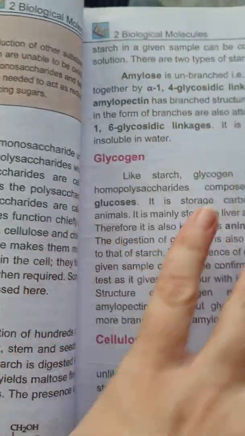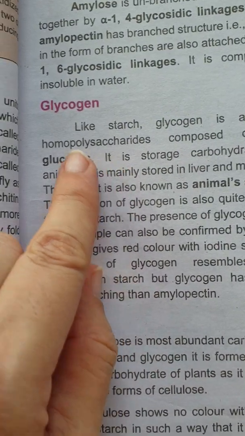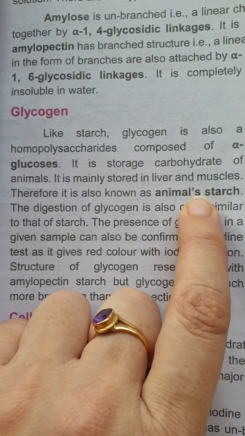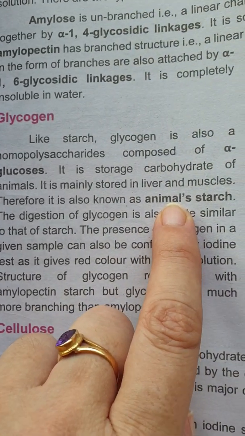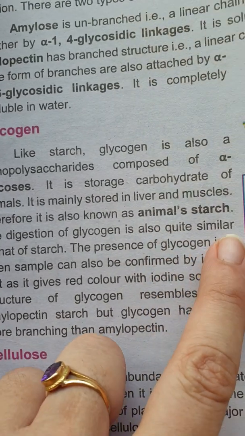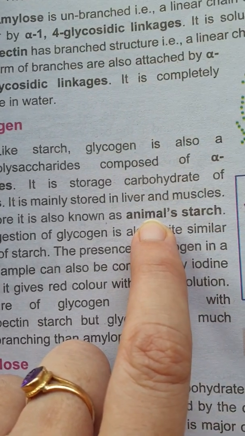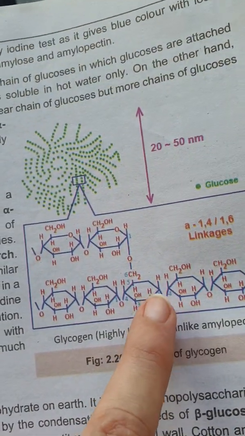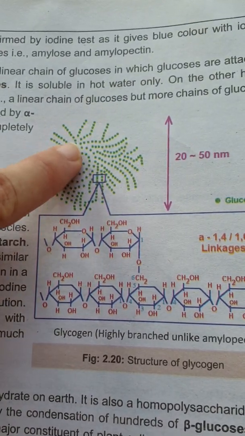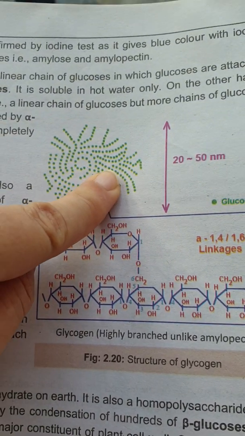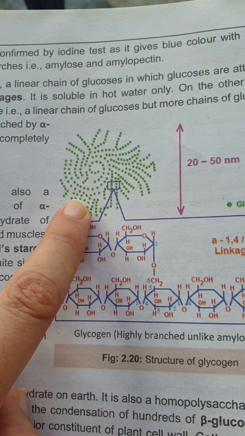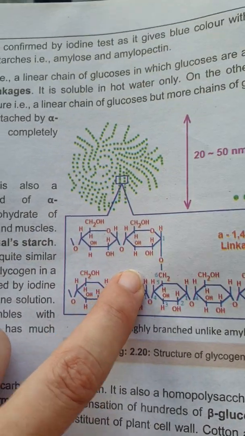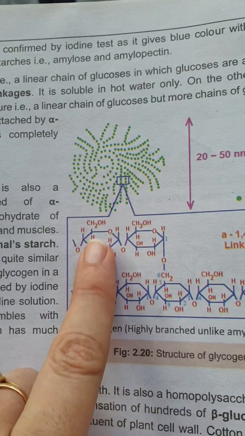Another example of a polysaccharide is glycogen. Glycogen is also known as animal starch because it has the same structure as amylopectin, but here the structure is more branched. Just like this, the branches occur. Amylopectin has a less complicated structure as compared to glycogen. Glycogen is a more complicated structure.